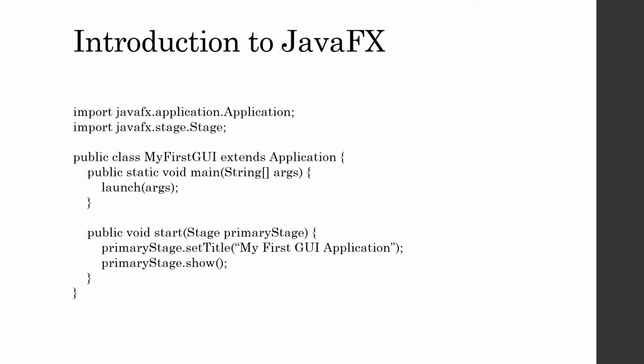Inside of the body of this class, we're going to go ahead and set up two methods. The first one is going to be the main method that we always need for any Java application that we write. Inside of the main method, we're going to make a call to the launch method, since that's part of that application class that we're setting up. We're also going to go ahead and pass in the args.